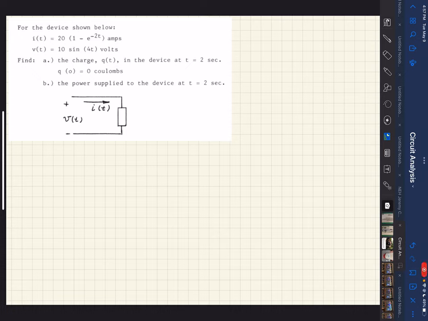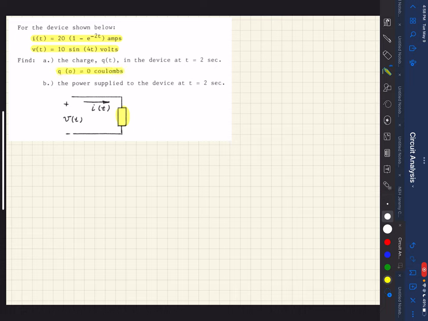So in this example, we're given expressions for time varying current, which is this expression here, and for time varying voltage. And so we're asked to use these and determine the charge in a device. So this would be the device here. So they want us to determine the charge in the device at t equals 2 seconds. And they're letting us know that at t equals 0, or when time is equal to 0, no charge is accumulated or traveled there.